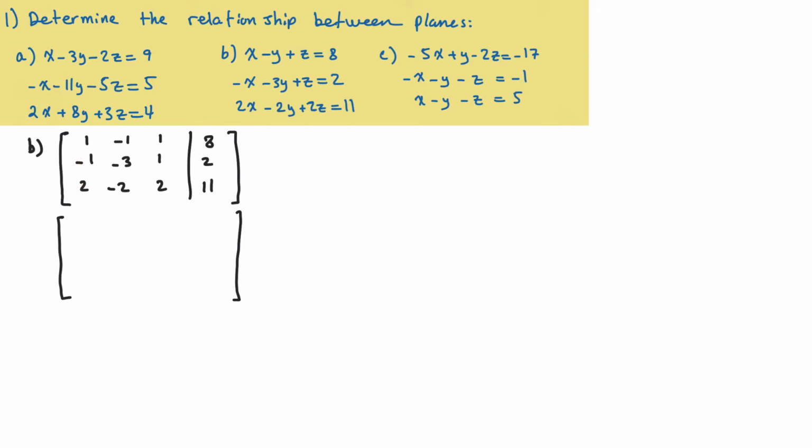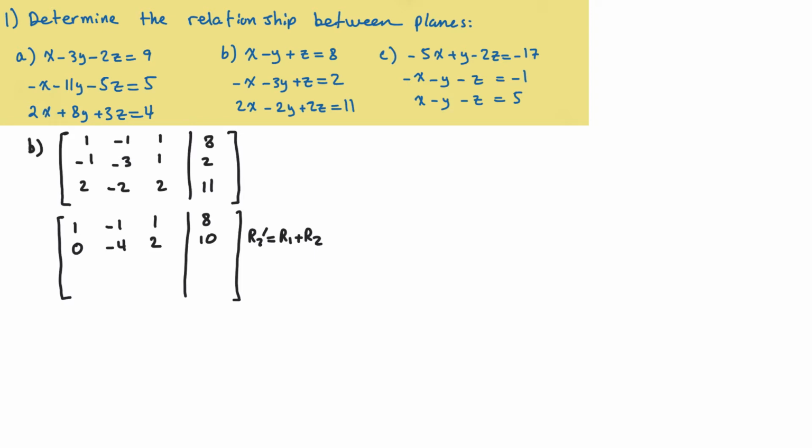So for the second row, in order to do that, the easiest way is to add the first row to the second row because 1 plus negative 1 will be 0. I'm going to keep the first row the same, and for the second row, I'm going to say it's equal to row 1 plus row 2. 1 plus negative 1 is 0. Negative 1 plus negative 3 is negative 4. 1 plus 1 is 2. And 8 plus 2 is 10. And this is actually nice because we can divide everything here by 2 to simplify this a little bit further in the next step.